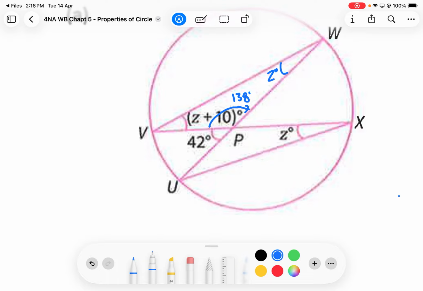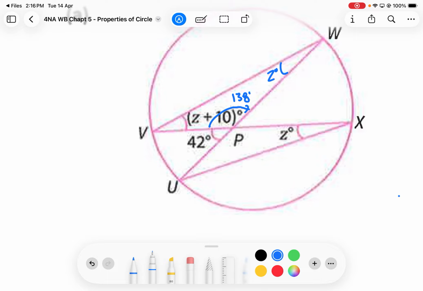Then out of this triangle, Z plus 10, Z and 138, they will add up to 180. Z plus 10 plus 138 equals to 180. Three angles, this angle, this angle, this angle, they will add up to 180. Then I have an equation that I can easily solve.